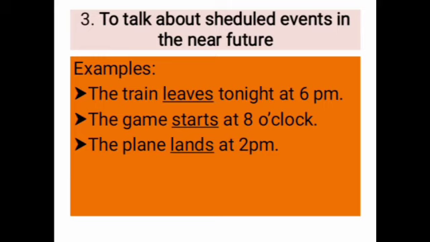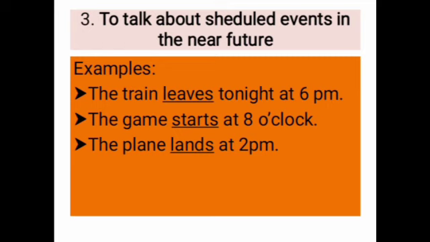Alright. The last sentence says, let's read together. The plane lands at 2 p.m. Again, the plane lands at 2 p.m. What's the verb? Lands. So lands is in the simple present tense because it talks about the scheduled time for the plane to land. So that's number 3, use of the simple present tense. What is it? To talk about scheduled events in the near future.